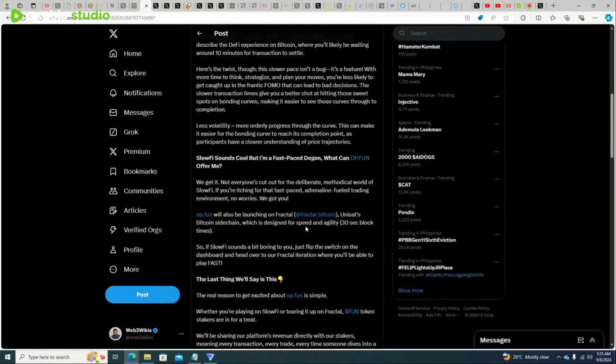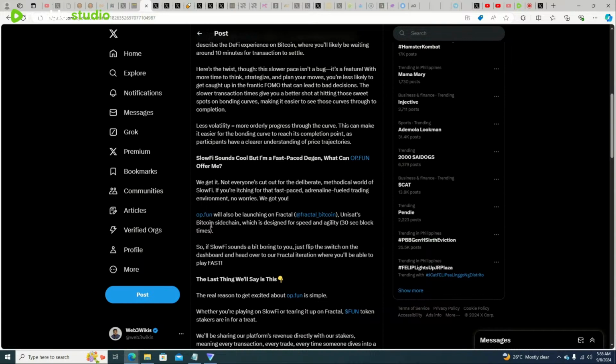Okay, so they will also be launching on Fractal Bitcoin. So they look separate, OPNet and Fractal. So it's looking like they will have two chain incorporations, one that's slow and one that's speedy. I believe so. So Unisat's.